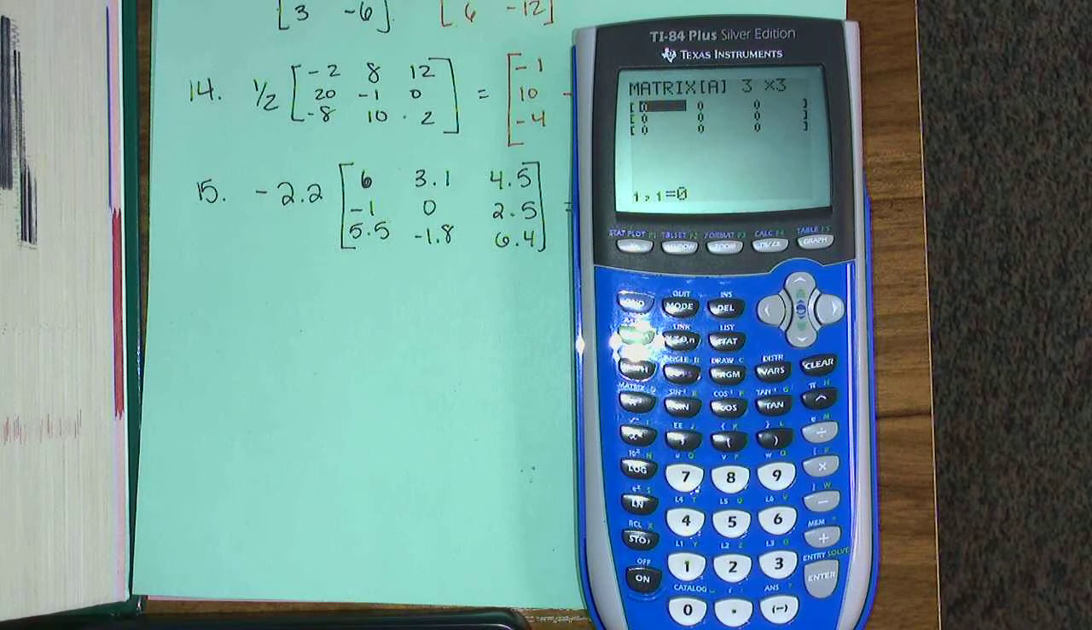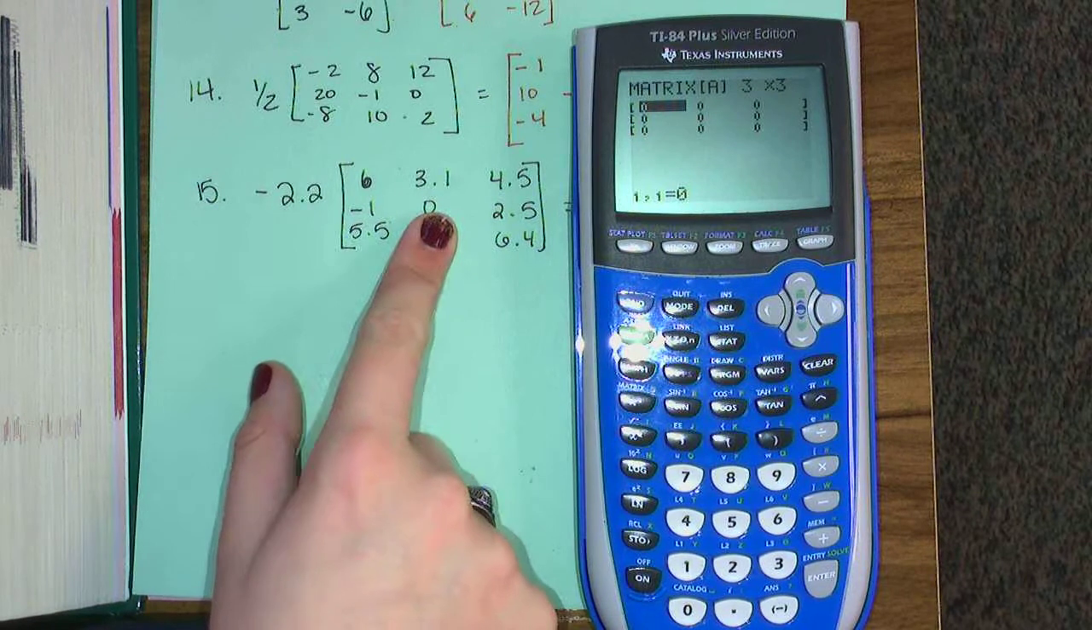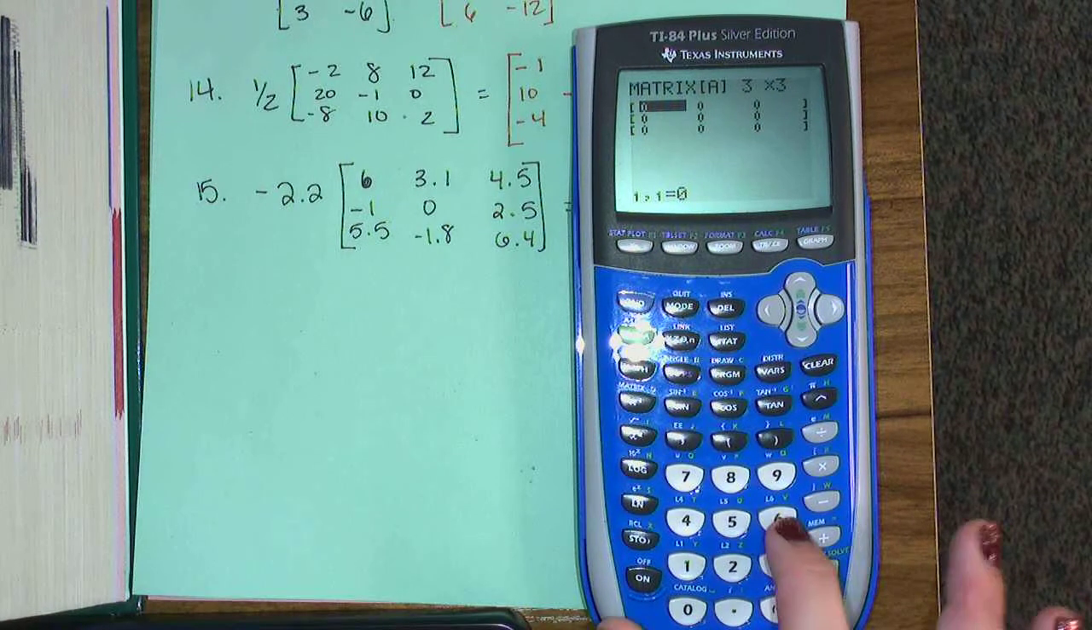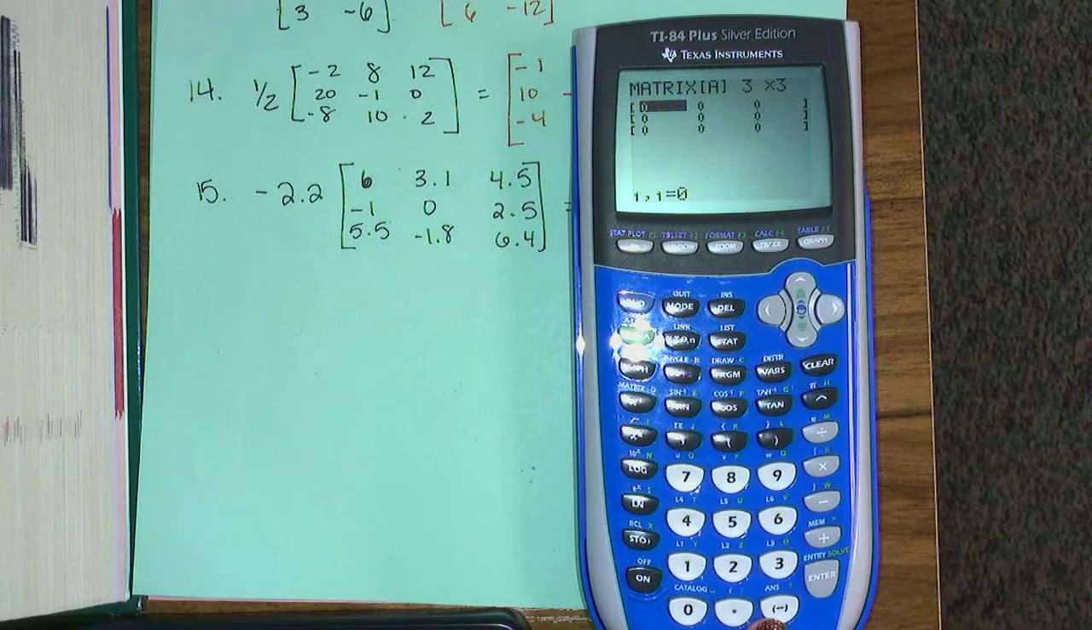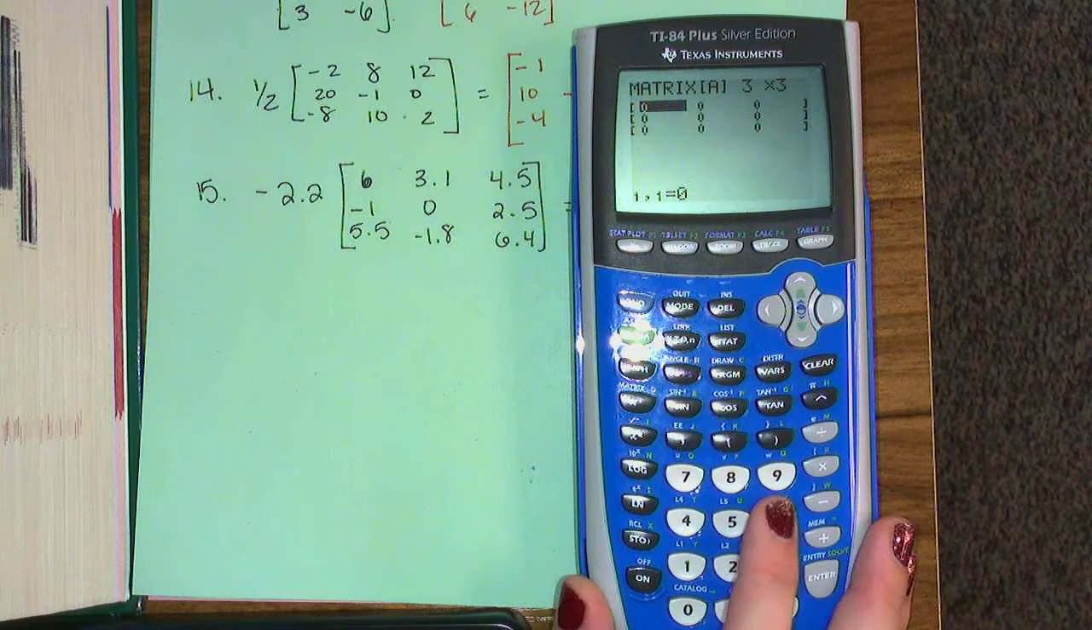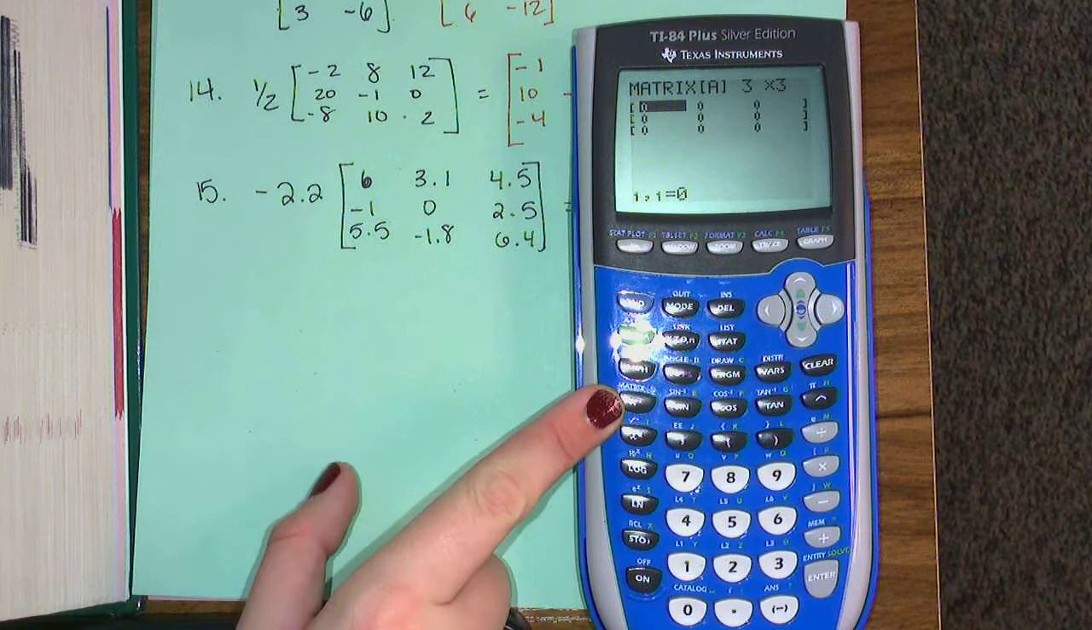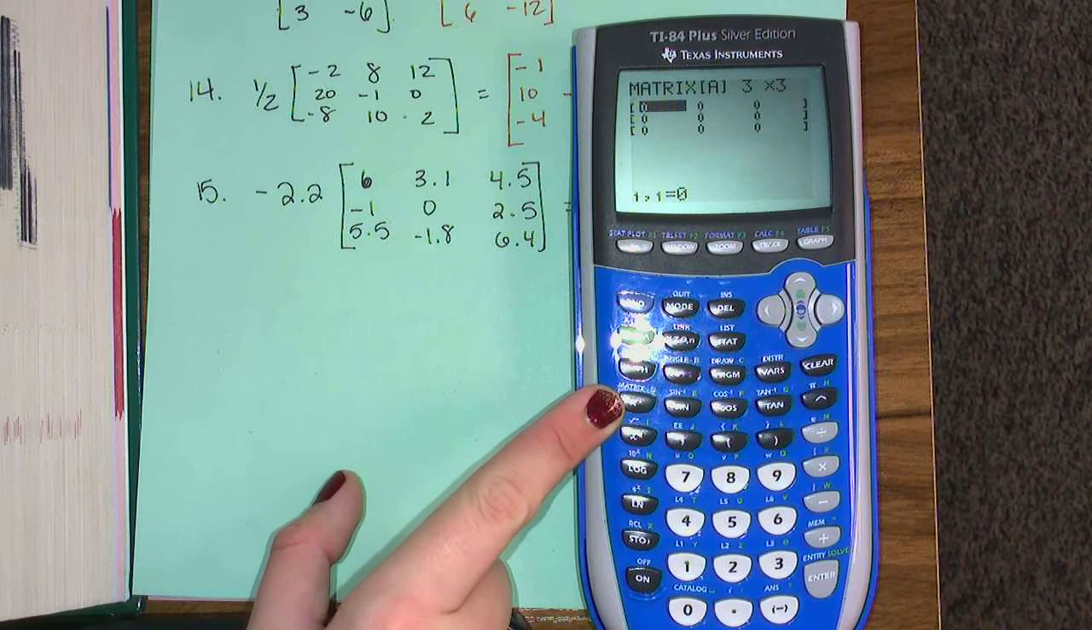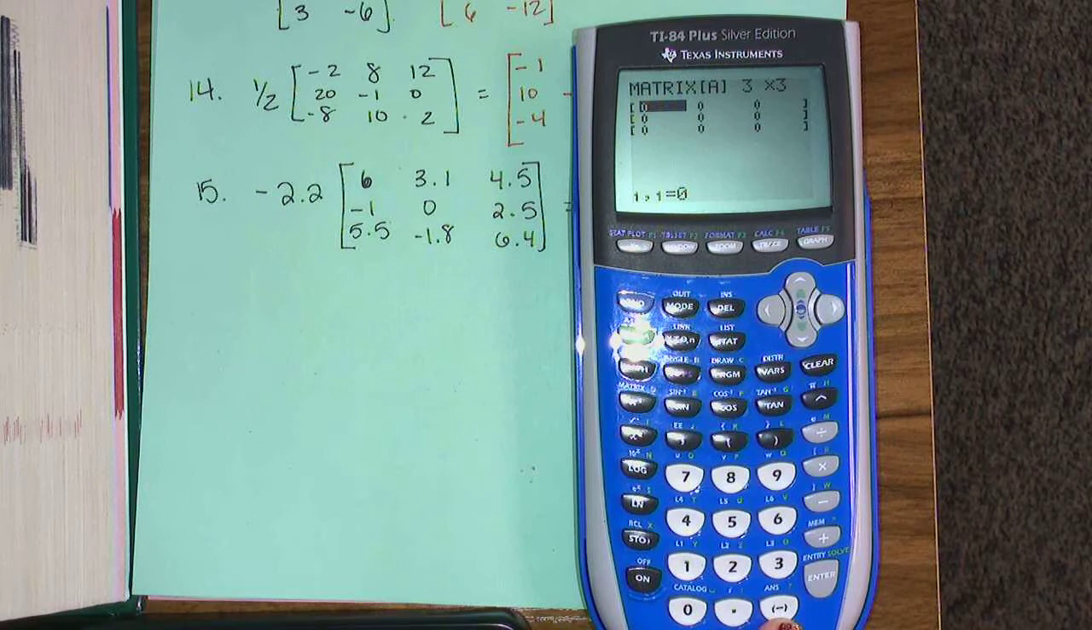So now I type in the numbers here. Also, when you have a negative number, make sure you use this negative sign, not your subtraction sign. Second, and then the matrix button, the one at the bottom. So then you just type in the numbers. Every time you hit a number, you have to hit enter.